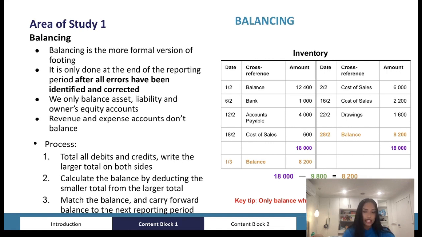And another key tip is to only balance a ledger account when VCAA explicitly asks you to. Similar to the narration, the question will tell you whether they want you to include a narration or not. And similar with balancing, the question will tell you whether they want you to include balancing or not.